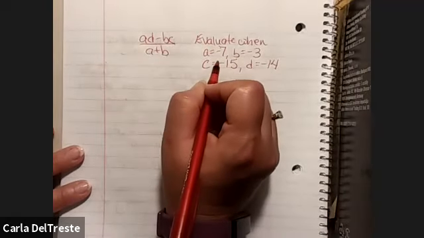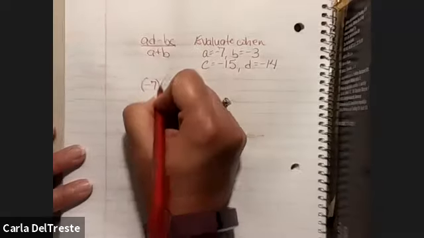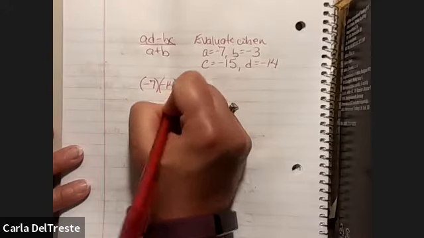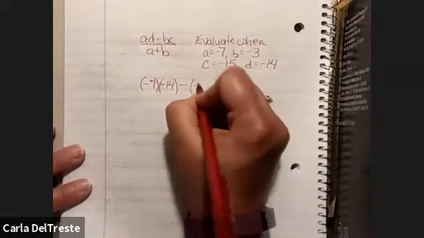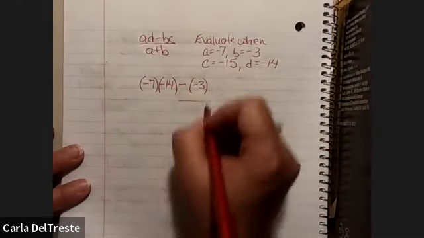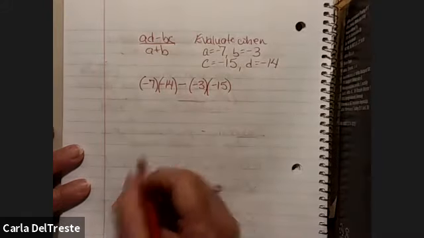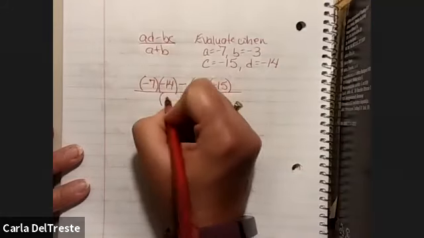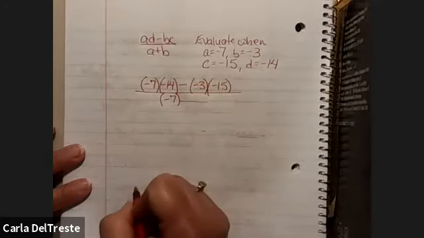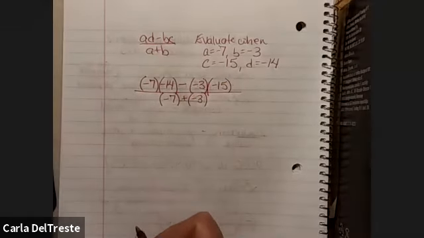Plug in with parentheses. This is going to be negative 7 in parentheses times negative 14, minus negative 3 in parentheses times negative 15, all over A, which is negative 7 in parentheses, plus B, which is negative 3 in parentheses.